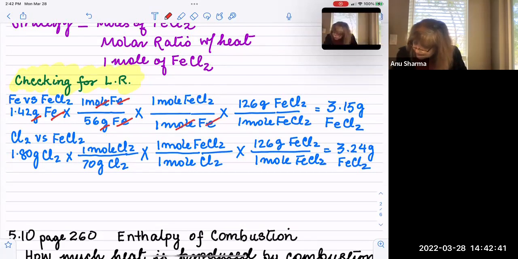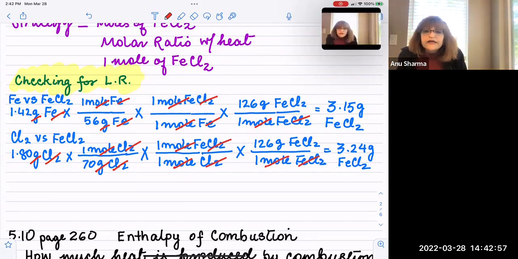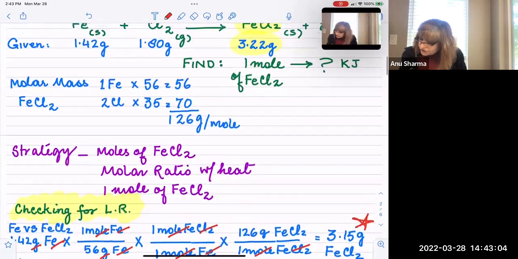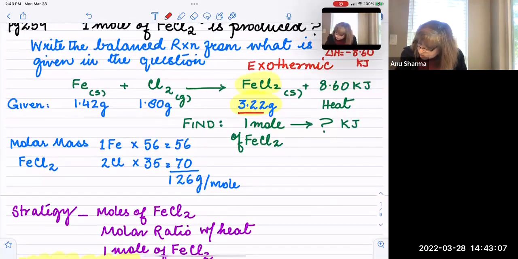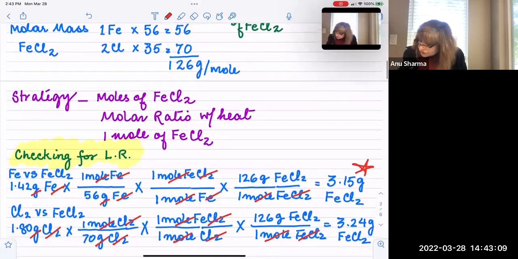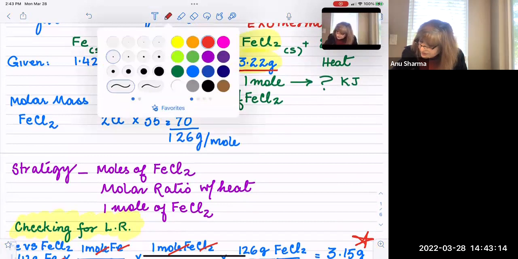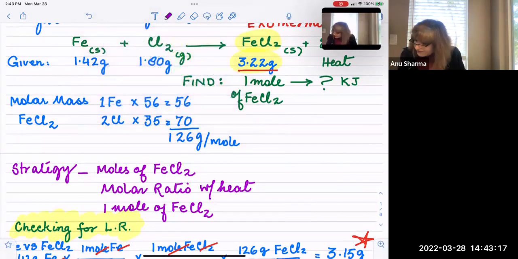So technically, grams and grams of Fe cancel out, moles of Fe cancel out, moles of FeCl2 cancel out. Here for chlorine, grams and grams cancel out, moles of Cl2 cancel out, moles of FeCl2 cancel out. And you are just left with the grams of FeCl2. Now you see that you should only obtain 3.15, but your book question is giving you 3.22, so ideally you should be using 3.15 as the value. But anyways, maybe they took an average or something.